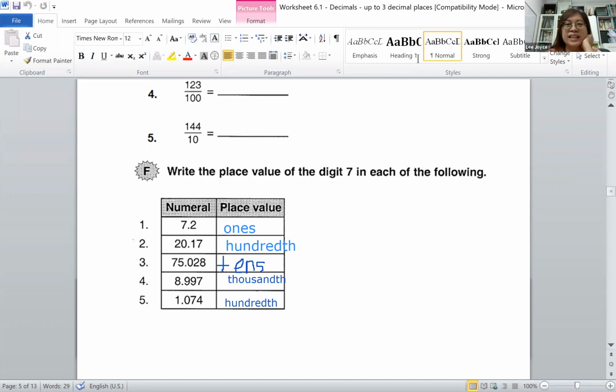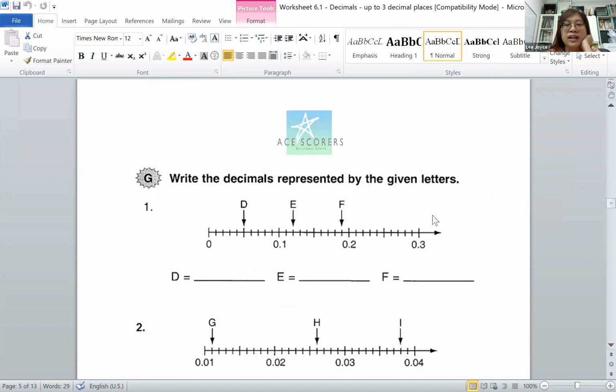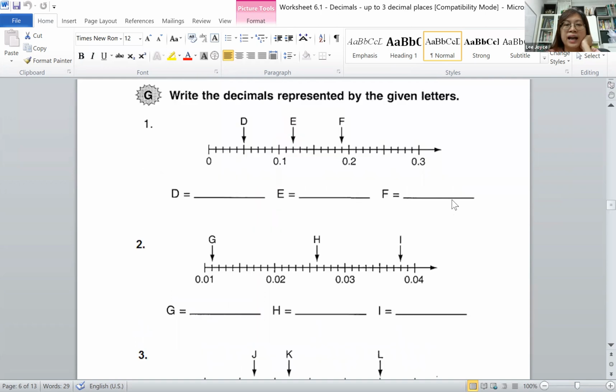Okay, so let's clear this and move on to the next section. In the next section, they give you number lines and they want you to divide the number lines into different parts. I'll show you one example. I'm sure you'll be able to catch up with me by doing the rest of the examples.